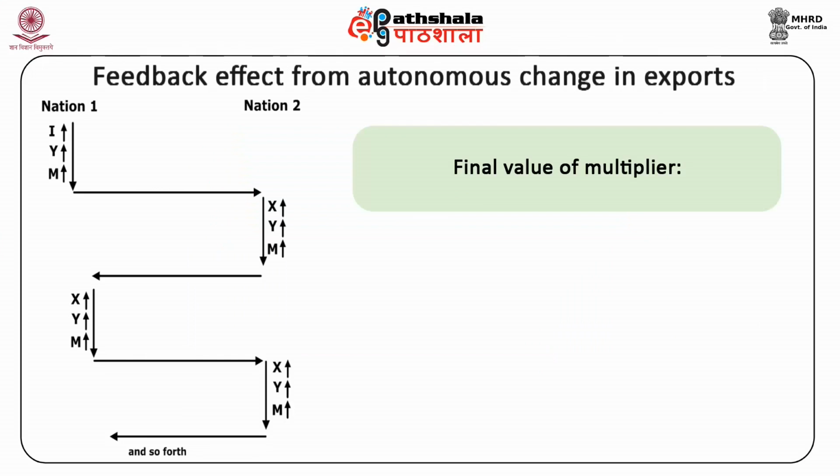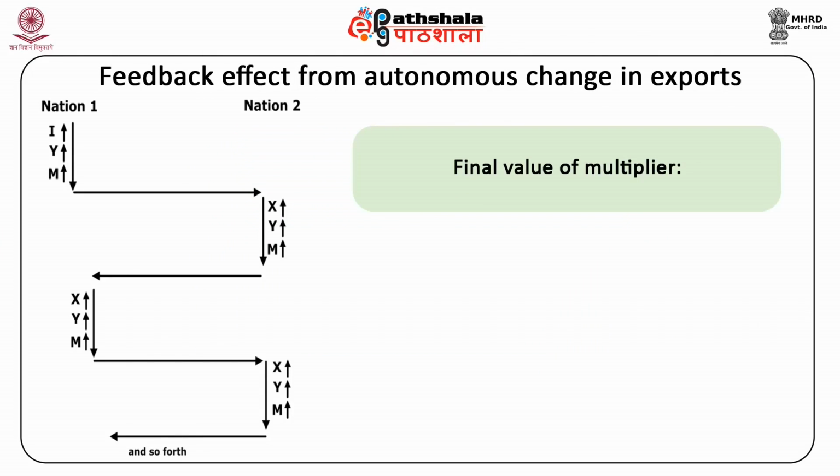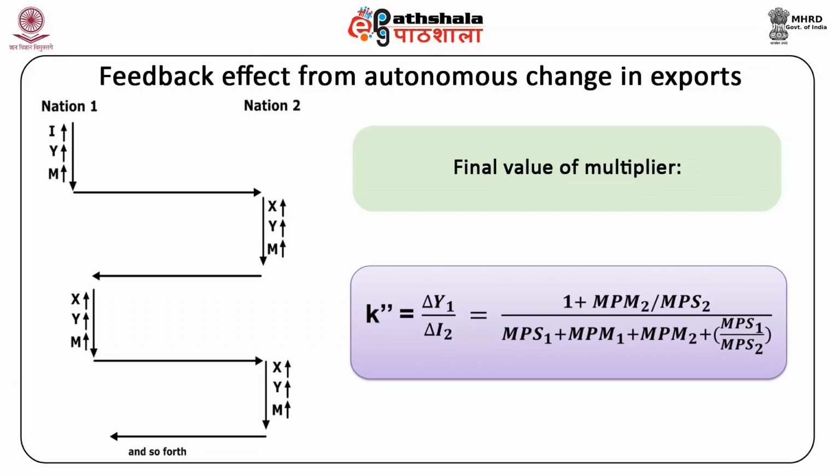The final value of multiplier changes in this case to K double dash is equal to delta Y1 upon delta I2, equal to 1 plus MPM2 upon MPS2, whole upon MPS1 plus MPM1 plus MPM2 plus MPS1 upon MPS2. Here again, MPS1 and MPS2 refer to marginal propensities to save of nation 1 and nation 2, and MPM1 and MPM2 are the values of marginal propensities to import of nation 1 and nation 2 respectively.